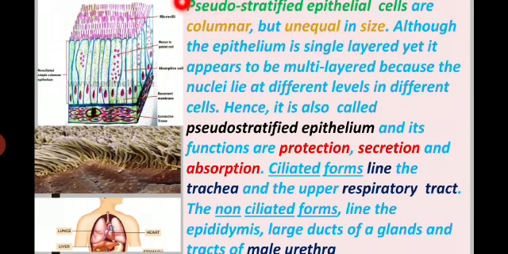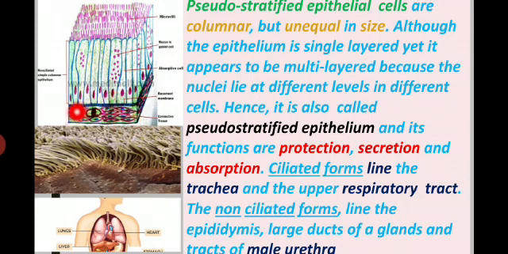Pseudo means false, like the stratified epithelium cells. Columnar actually, but present in this type of pseudostratified epithelium cells, unequal in size. So this type of epithelium is single layered in arrangement, but the appearance is multilayered. To us it appears multilayered, right, but actually it is only a single layer. So that is why we call them pseudostratified epithelial cells. It is showing like false, multilayered epithelial cells, like a shadow, you have to see.